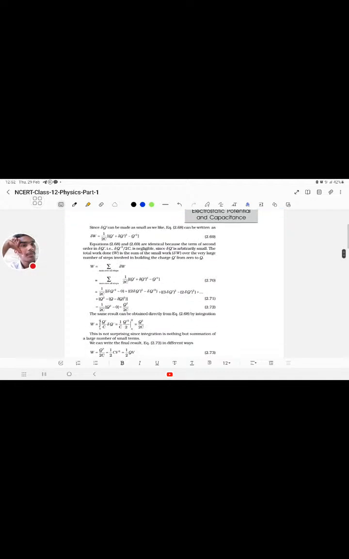since del Q dash can be made as small as we like, what they are trying to do is take 1 by 2C times (Q dash plus del Q dash) the whole square minus Q dash whole square. Why is it so? I'm not getting into the derivation. If it is required, then we'll get into this.